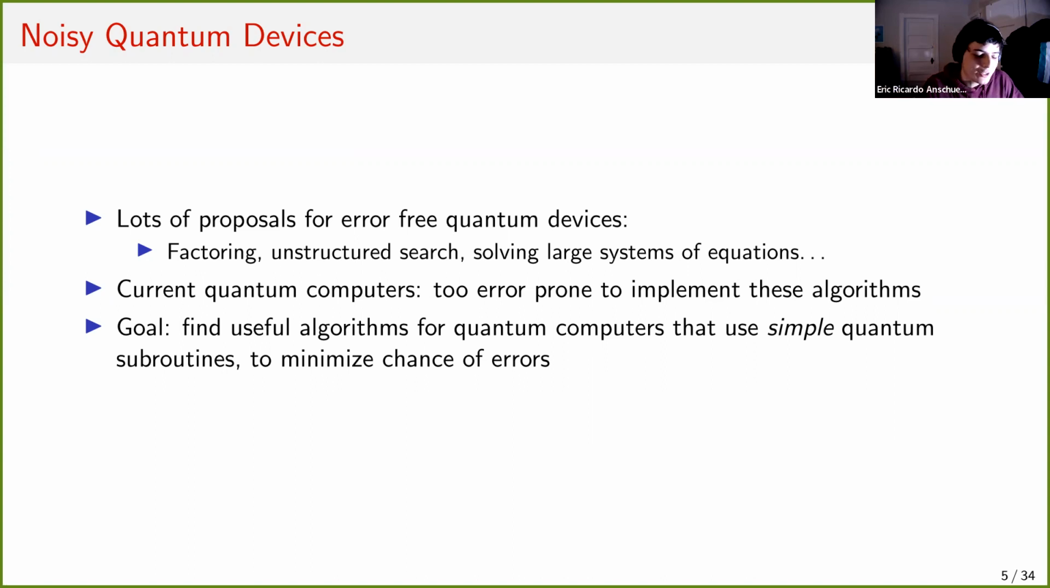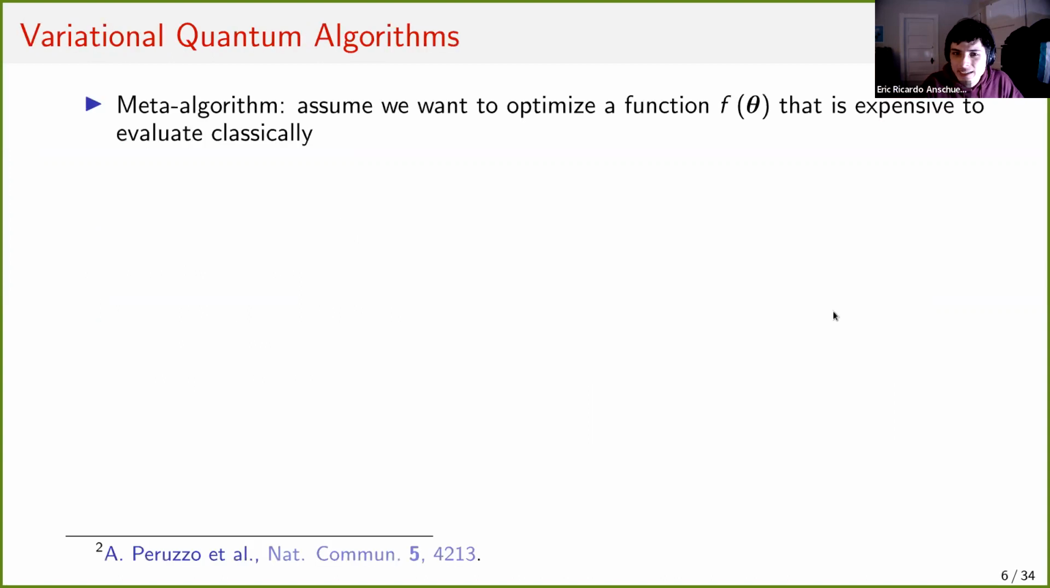There have been a bunch of proposals for this. Probably the most famous one that you have all probably heard of is variational quantum algorithms. This is just a very general statement that if you have a task you're interested in or a problem you want to solve, you can phrase it as a minimization problem.